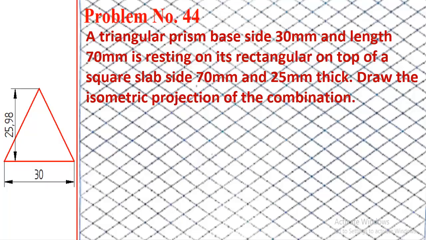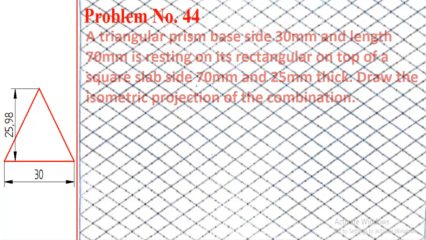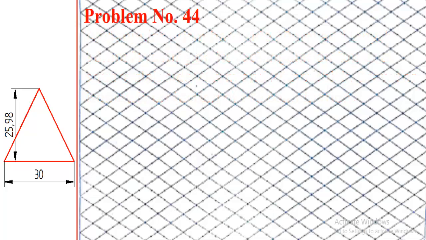Okay, here in this question we have two objects, that is one is a triangular prism and one more object we have is the square slab. So first the bottom object is a square slab and on the top of that we need to place the triangular prism. Okay, first we will construct that bottom square slab.